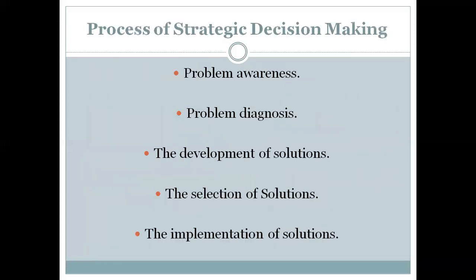So guys, I would like to highlight again the process of strategic decision making. Point number 1, problem awareness, where you need to identify what the actual problem is. Point number 2, problem diagnosis. You need to diagnose the problems. For that, you need to consult with the top level management. Point number 3, the development of solutions. Here you need to develop alternatives to solve the problem.